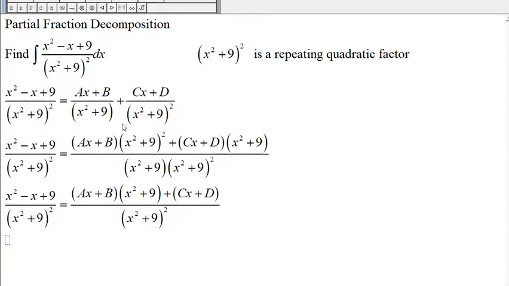For a problem with a repeating quadratic factor, it's probably best to just multiply this quotient right here by x squared plus 9, and then multiply this by x squared plus 9, and it'll be less work. But either way, it will end up like this. And so now we have the two denominators matching, and so now we have to have the two numerators match.